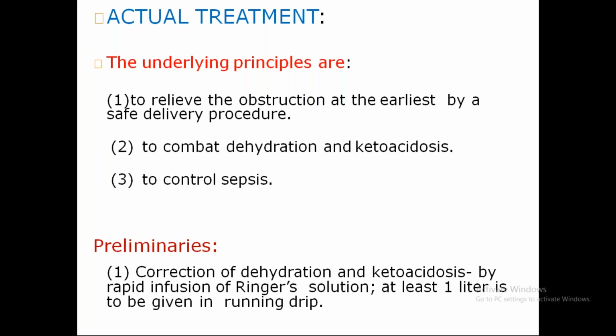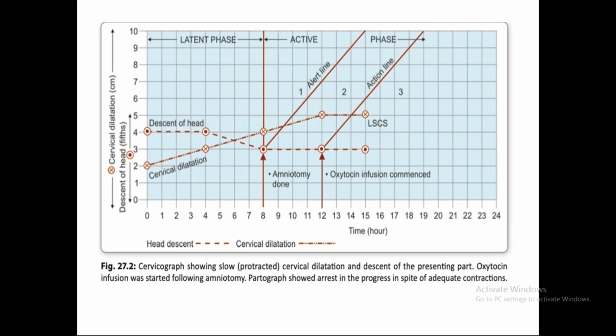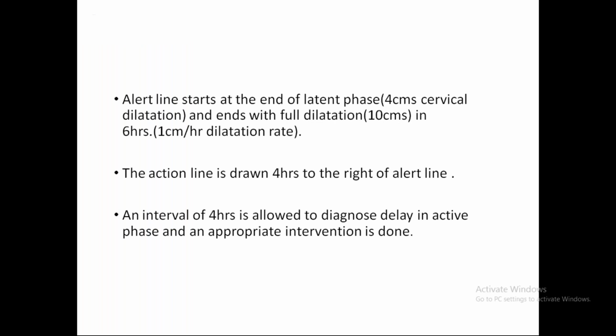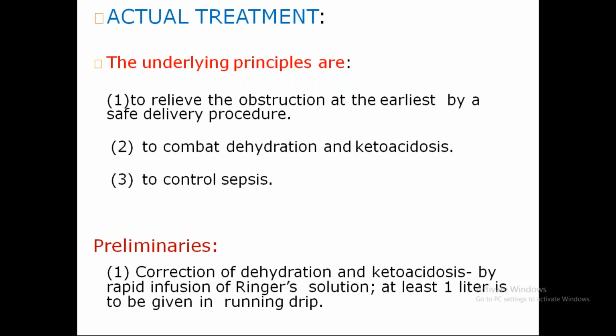The underlying principles of actual treatment: what we have to see, and when we have to interfere by using the partograph. The underlying principles are to relieve the obstruction at the earliest by a safe vaginal delivery, or to combat dehydration and ketoacidosis, and to control sepsis. Our main aim is to remove the obstruction. She can have vaginal delivery or cesarean section, anything can happen. And we have to treat the dehydration and ketoacidosis, and we have to control the sepsis.